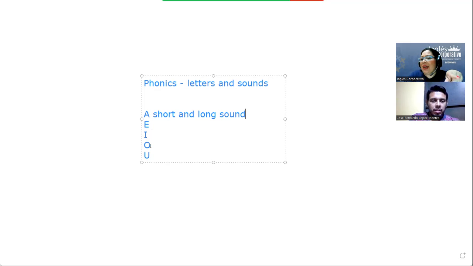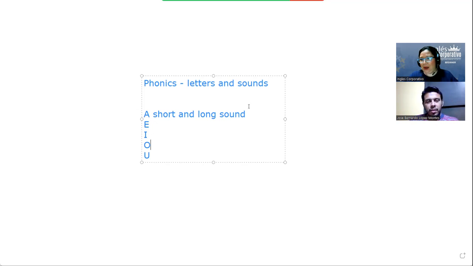Okay. Then we have letter O. The five of them have five different sounds, five short and five long. So O is not "ah" with a short sound. It's not "ah," but then we have this one, "uh," like up, right? Up, as if you're hitting your stomach. Yeah, something like that. So they are different sounds.